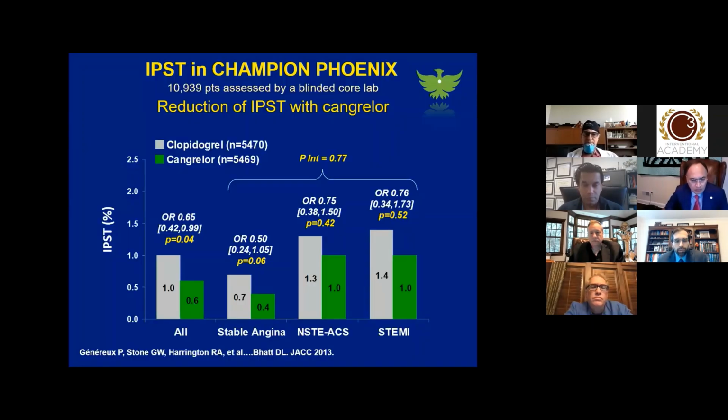Now, another thing that was examined in the trial was intraprocedural stent thrombosis. This work was all done in the core lab of Dr. Stone. And basically, the bottom line here is intraprocedural stent thrombosis reduced consistently across subtypes of inclusion, that is stable angina, non-ST elevation ACS, and STEMI.